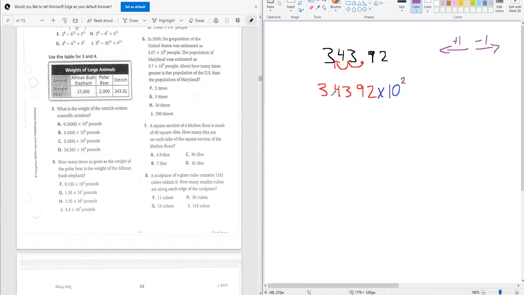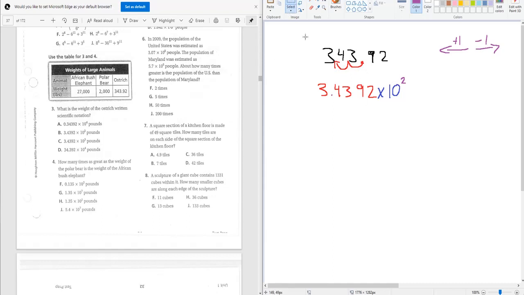So just to break it down again, you need to move your decimal point to right next to the first non-zero. So that's what I did. I plopped down a times 10, and then my exponent depends on the direction and how many times I moved my decimal.